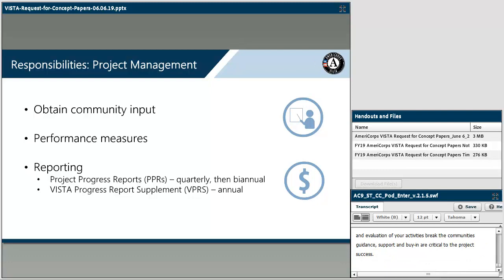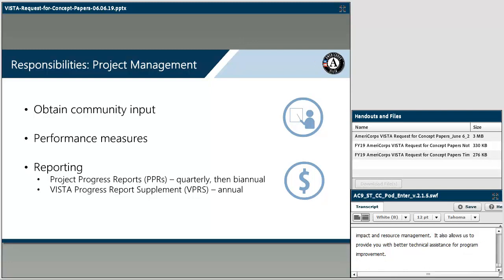But don't worry, because you can develop the performance measures with CNCS field staff. Staff will help you to refine your ideas and ensure that the community's and VISTA's needs are being met. The performance measures inform the reporting that you'll complete, and the information you provide in these reports demonstrates your project's impact and resource management. It also allows us to provide you with better technical assistance for program improvement.